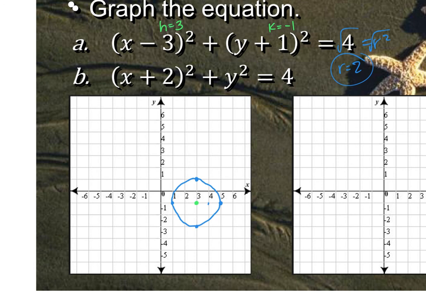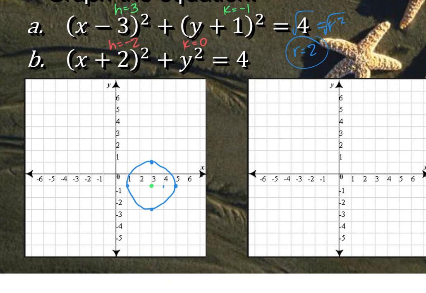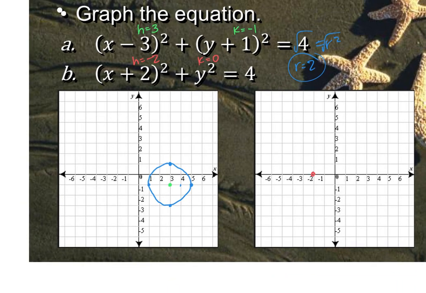Okay. What about B? Stephanie? Excellent. H is going to be negative 2 here, and K is going to be 0. That means my point is at negative 2 comma 0. That's right here. What is my radius for this example? It's also 2. R is going to be equal to 2 because the square root of 4 is 2. So I'm going to go 2 units up, 2 units to the left, 2 units down, 2 units to the right, and that makes a magnificent looking circle.